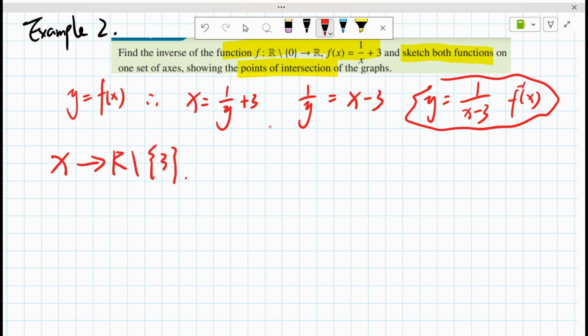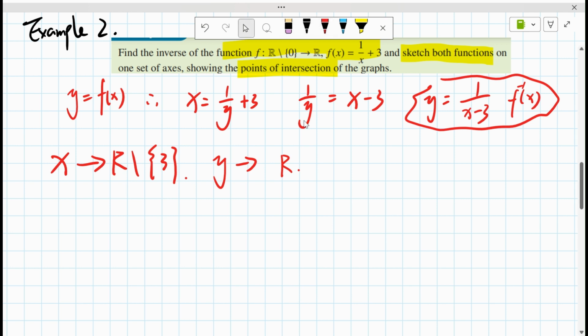And y, which is your range, is the real numbers, except for 0. We'll see how we get this when we sketch the graph. Perfect, so let's start with sketching the graph.